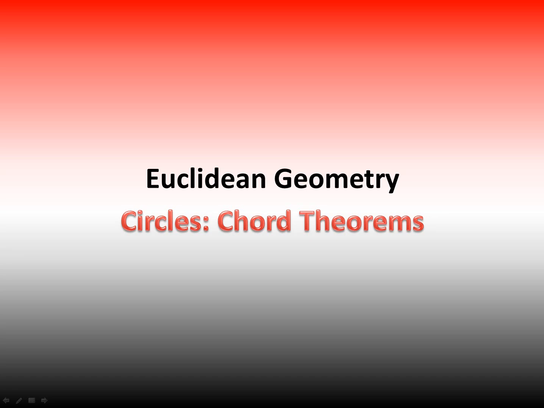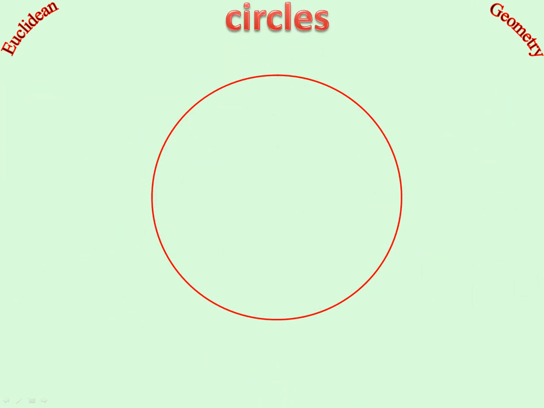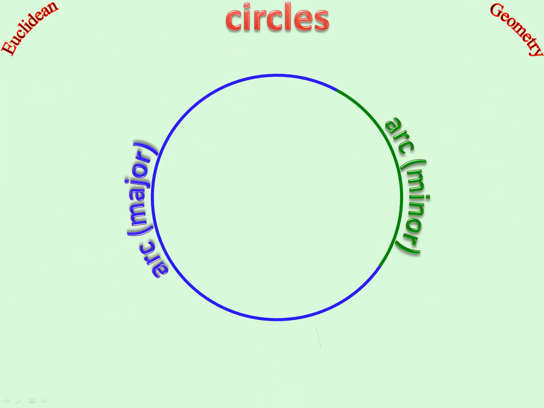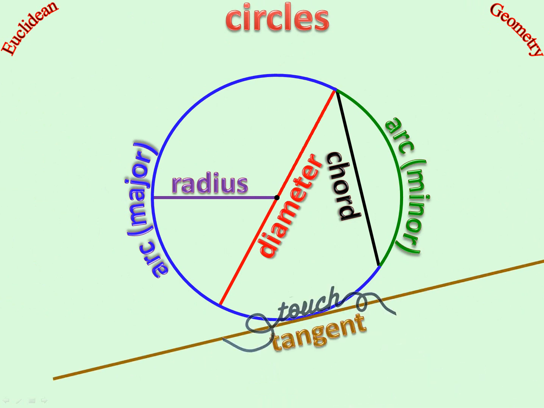Circle geometry, starting with the chord theorems. Let's have a look at the parts of the circle first. There we have the arcs. That's a chord cutting across the circle. Radius we know, diameter we know, and there is the tangent touching the circle.